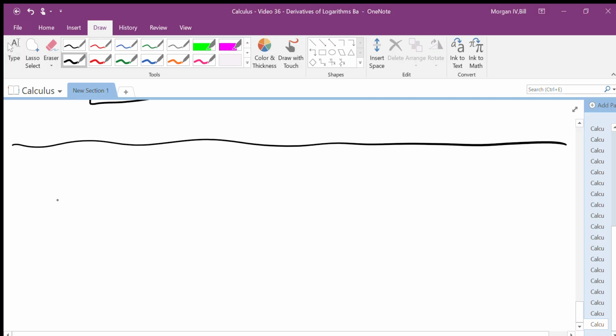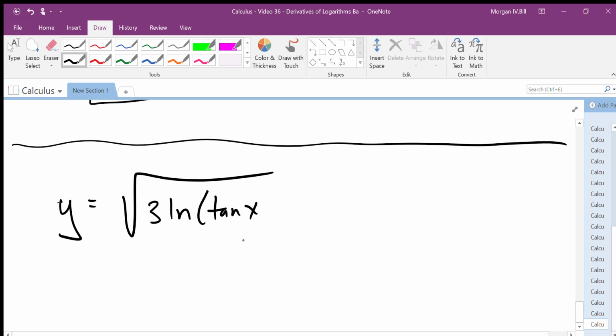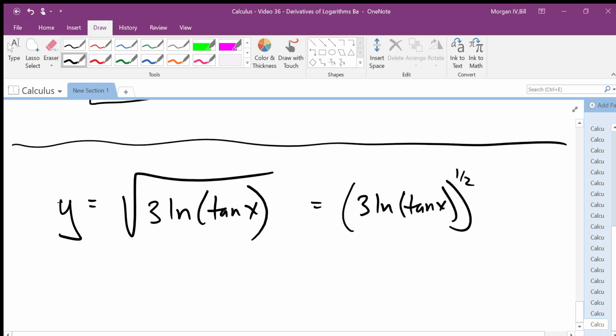Let's try, if we have a function y equals the square root of 3 natural log of the tangent of x. 3 natural log tangent of x. All right, that looks like a power rule to me. Let's do this: 3 natural log tan x, raised to the 1/2 power. So it's a power rule, but it's also chain rule. And it looks to me like a chain rule inside of a chain rule, with the outside function being something to the 1/2 power. Then the kind of middle inside function is 3 natural log of something. And then the inside function is tangent of x.